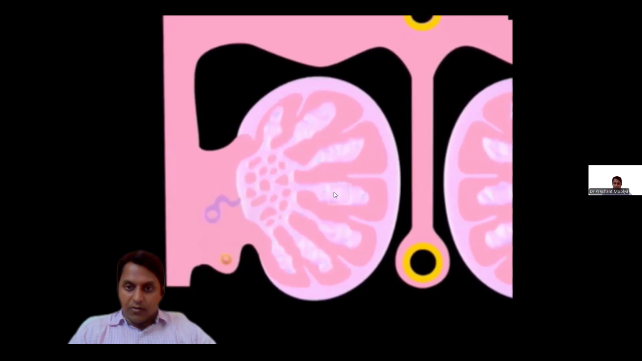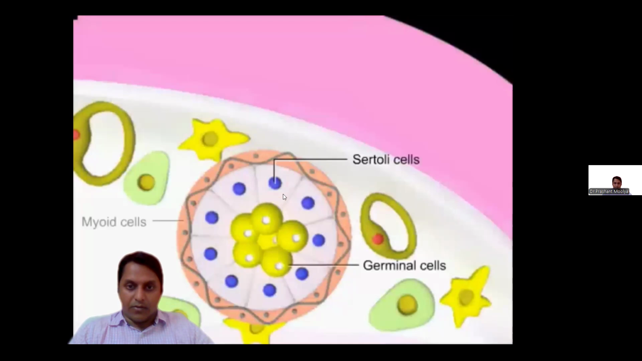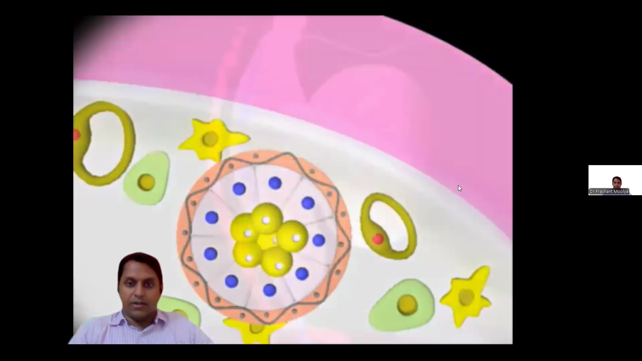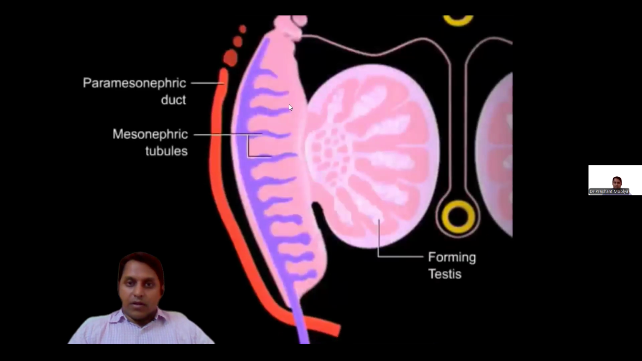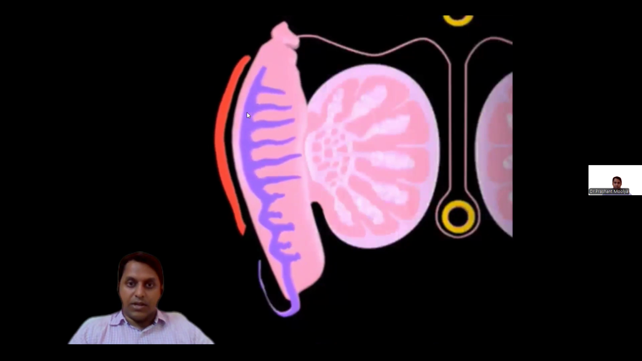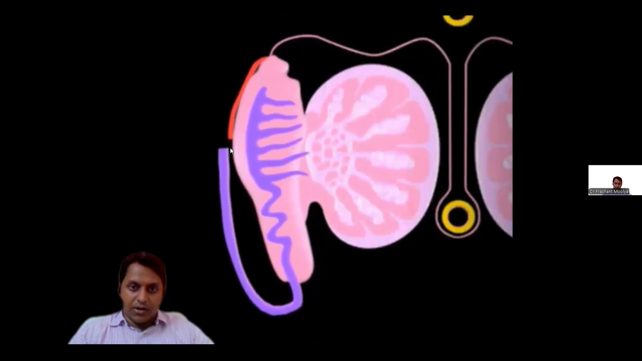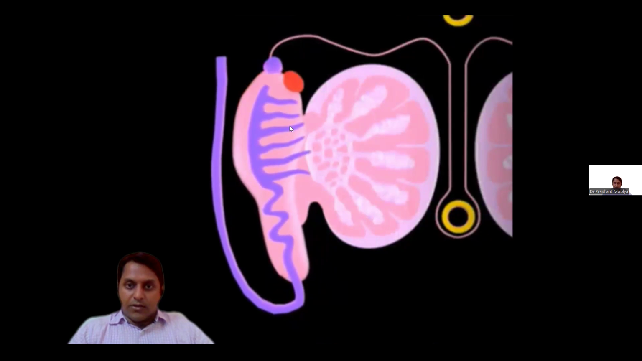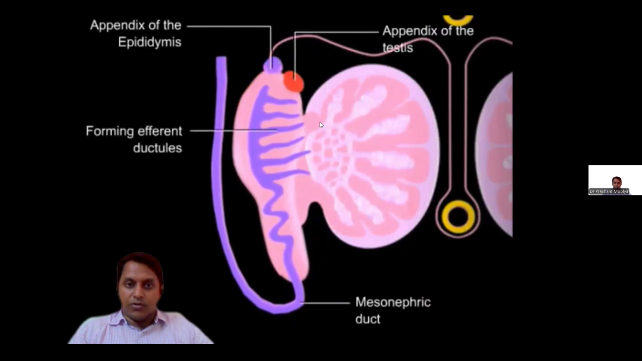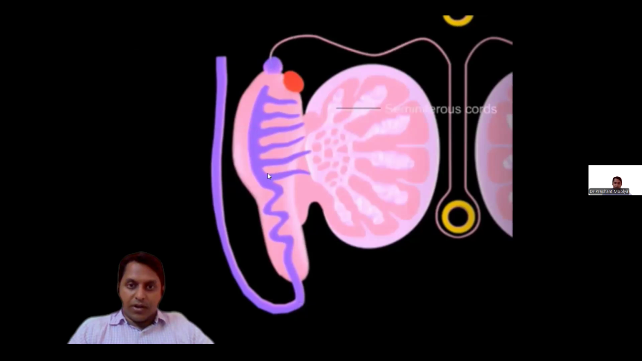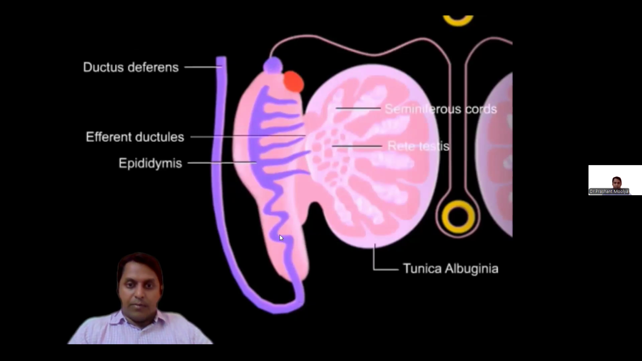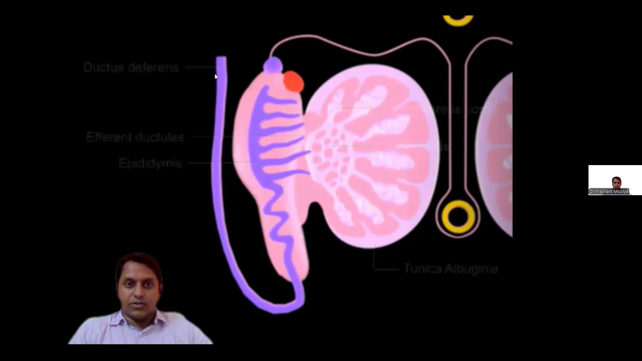So you will see in one of the sections what has happened. Now you will see there are the Sertoli cells, the germinal cells here, and the Leydig cells. Simultaneously, the mesonephric tubules and the duct system change, while the paramesonephric duct regresses. The mesonephric tubules will form efferent ductules. The mesonephric duct will form epididymis, vas deferens, and ejaculatory duct.